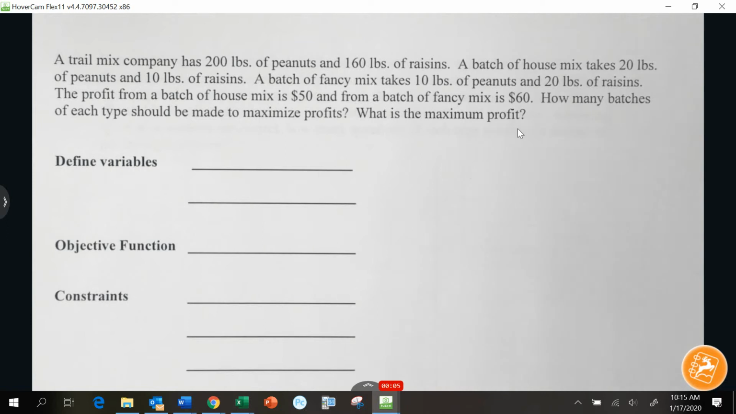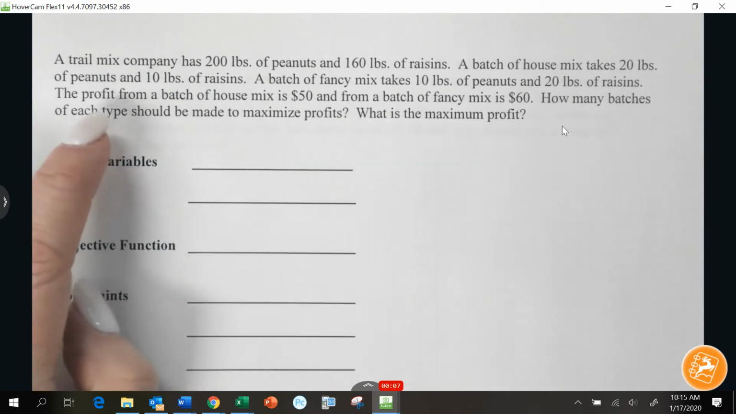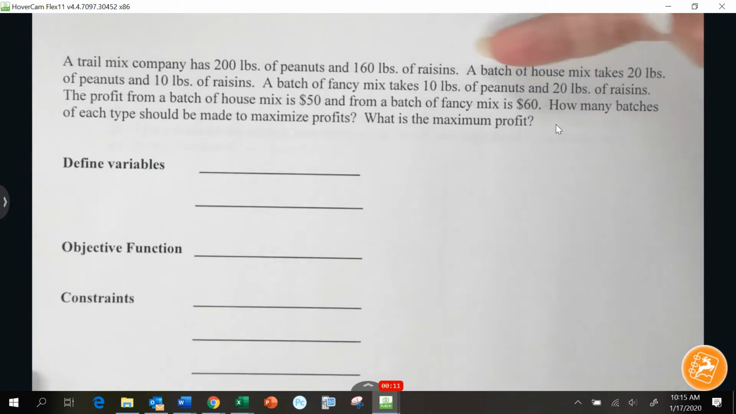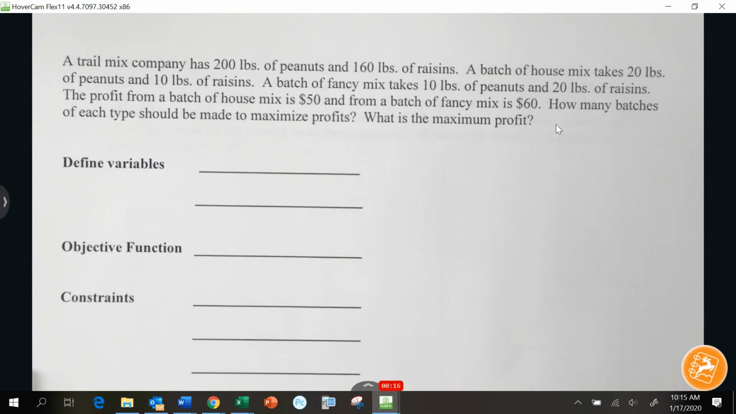I'm in the middle of reading this question. The profit from a batch of house mix is $50 and from a batch of fancy mix is $60. How many batches of each type should be made to maximize profits? And then what is the maximum profit?